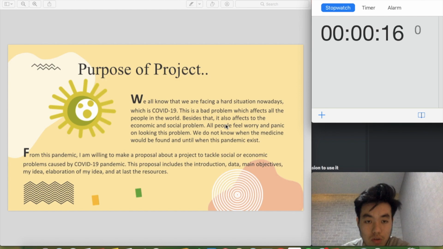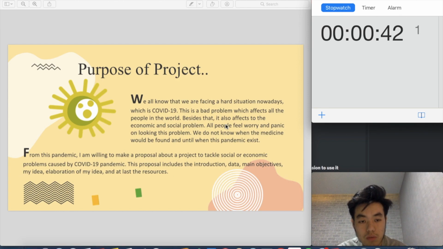So the purpose of this project is, we all know that we are facing a hard situation nowadays, which is COVID-19. This is a bad problem which affects all the people in the world. Besides that, it also affects the economic and social problems. All people feel very worried and panic on looking at this problem. We don't know when the medicine will be found or until when this pandemic will exist.